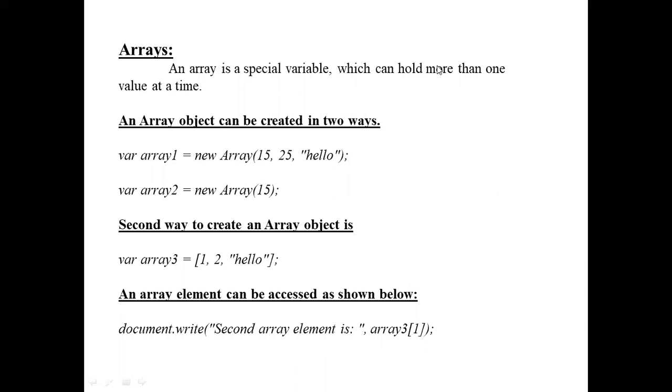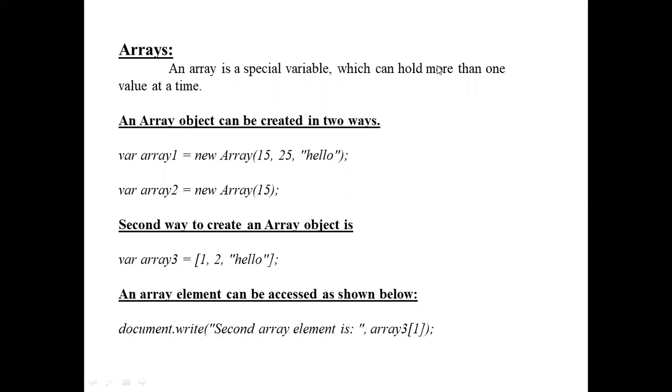Today we discuss the arrays concept in JavaScript. An array is a special variable which can hold more than one value at a time. An array is a collection of elements.